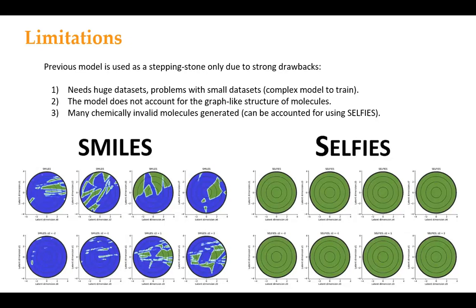The second problem is that this model only understands molecules as a sequence of characters. However, molecules have structures that are deeply related, and in general, not accounting for this graph-like structure is a huge problem, since the geometry of the molecules is quite important.